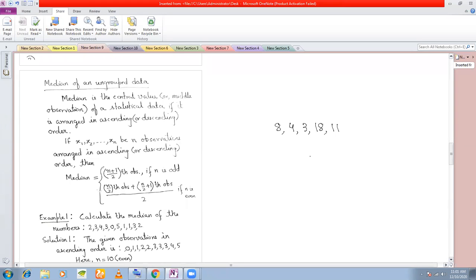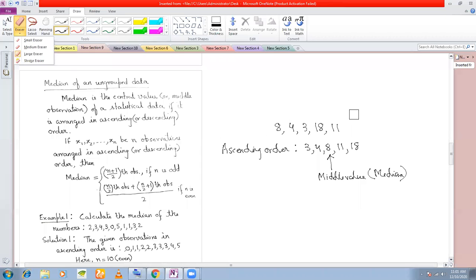So which one should be the middle observation? I will not know the middle observation unless I arrange it in ascending order. So I arrange it in ascending order. Ascending order is 3, 4, 8, 11, and 18. If you see, this is the middle value. This is the median. So median is nothing but the central value of the observations. And it is very easy to find out also. You just need to know how to arrange numbers in ascending order. That is what you have done in your lower classes.